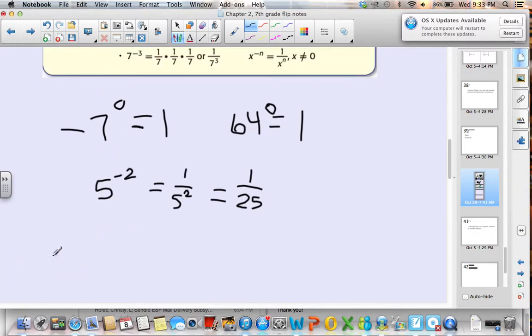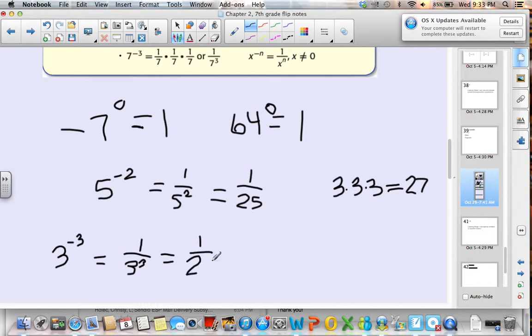Do this one for me. 3 to the negative 3rd power. So it would be 1 over 3 to the 3rd. Well, 3 to the 3rd is 3 times 3 times 3, which is 27. So it would be 1 over 27.